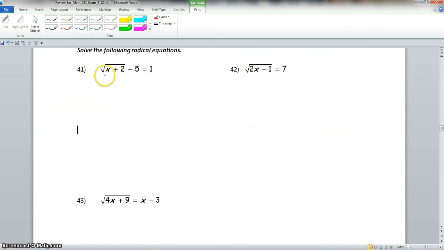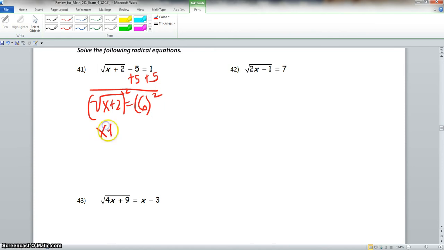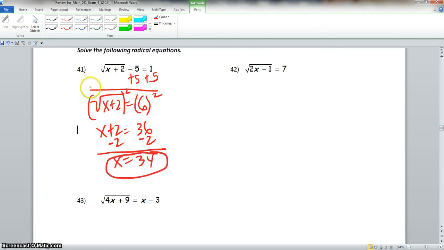Now we will start on problem 41. We have to add 5 to both sides of the equation. We have the square root of x plus 2 is equal to 6. Now to get rid of the square root, we must square both sides. And we will have x plus 2 is equal to 36. We subtract 2 on both sides, and x is equal to 34. And that is the final answer for problem 41.